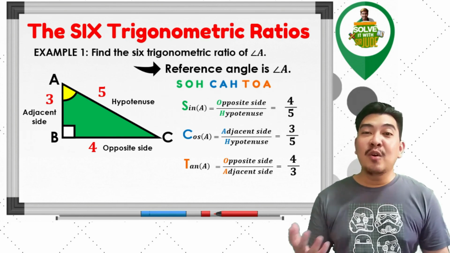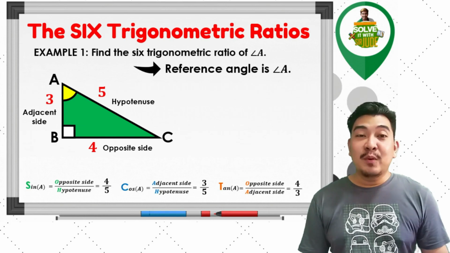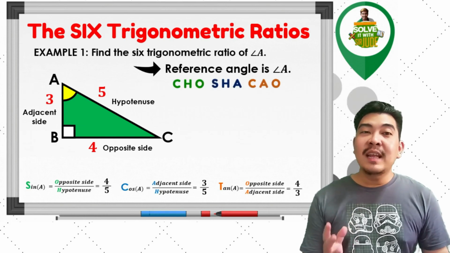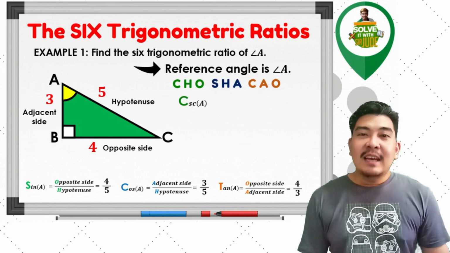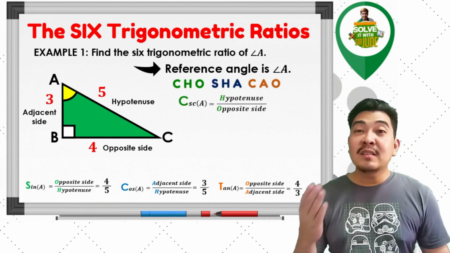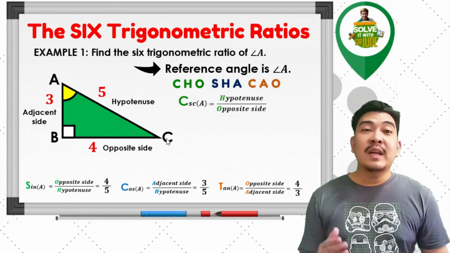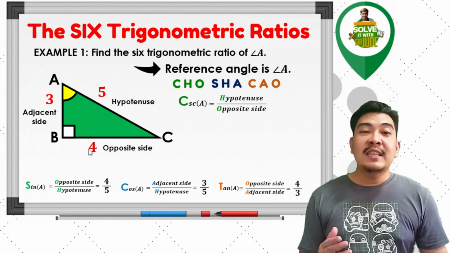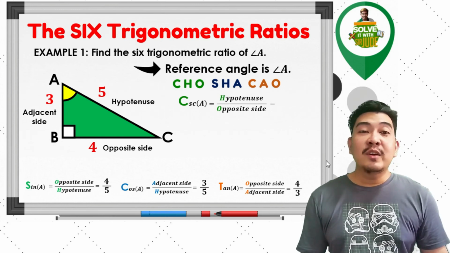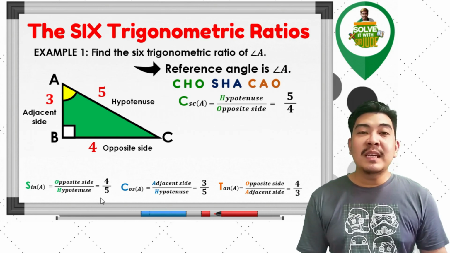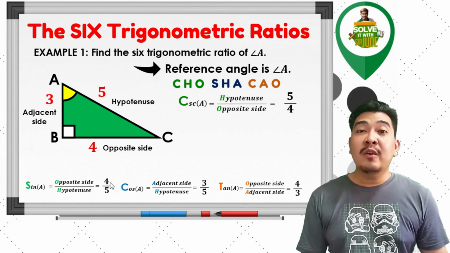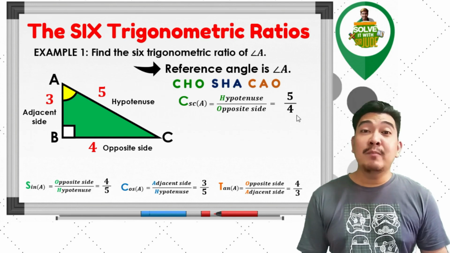So let us now proceed with the reciprocal ratios. So the first one, CHO. So CHO, that will be cosecant A. So that will now be hypotenuse over opposite side. So the hypotenuse is 5 and then the opposite side is 4. So therefore, we now have the ratio 5 over 4. Or you can simply get the reciprocal of 4 over 5. So that will be 5 over 4.